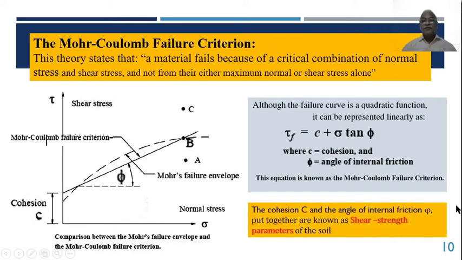Now here, the cohesion C and the angle of internal friction phi put together are known as shear strength parameters, because these are the parameters on which the shear strength depends. C and phi. Sigma is a variable, and phi and C are the properties of the soil on which the shear strength depends. If sigma is more, shear strength would be more, right? So it is directly proportional that way, and C and phi are the properties of soil. Okay.